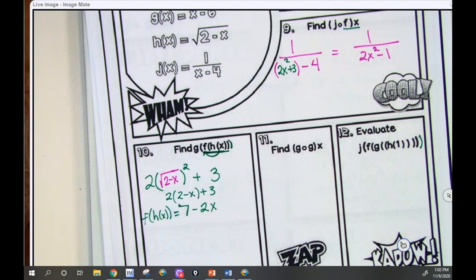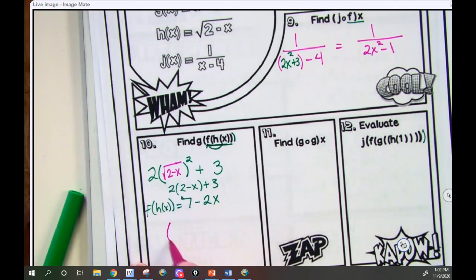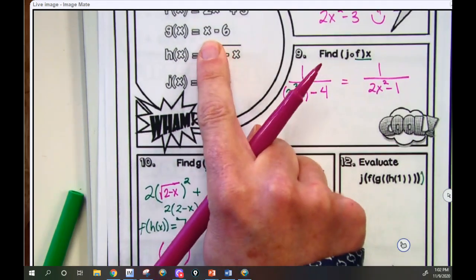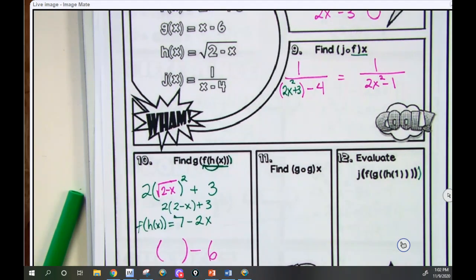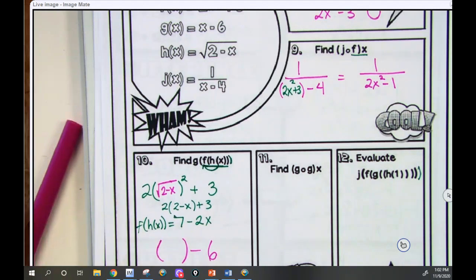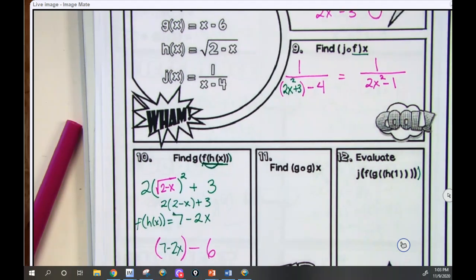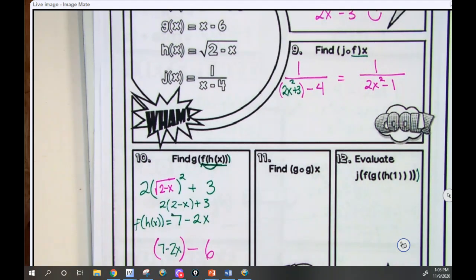But now where do we need to substitute it? Into g. All right, so let's take our g. Here we are, variable minus 6. What goes in that spot? The f of h of x that we just calculated. So that would be 7 minus 6 is 1, so negative 2x plus 1.